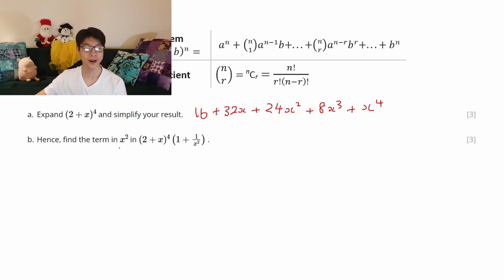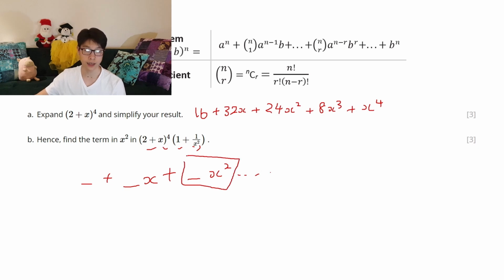Part B, we want to find the term in x squared in this expression right here. Now, if we notice, we've actually already finished our expansion of this first part over here, and we are only left with this part. So what it's asking for is, after we expand everything here and simplify, we'll be left with a series of terms, like a constant term plus something x plus something x squared, and so on. And what the question is asking us to find is this term right here, the x squared term.